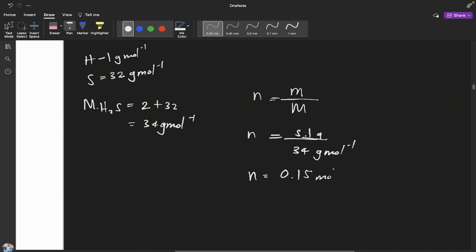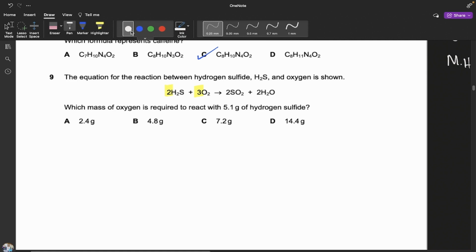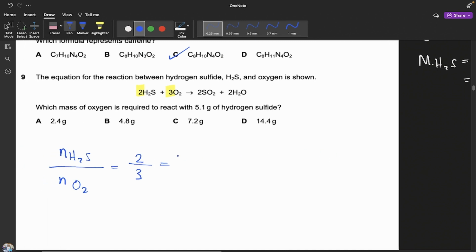0.15 mole. Okay. Is this the answer? No. We want the mass of oxygen. So you can do something like this. The ratio of moles of H2S to moles of O2 is 2:3. Okay. Similarly, we know the moles of hydrogen sulfide now, which is 0.15 mole. But we don't know the moles of O2 needed.